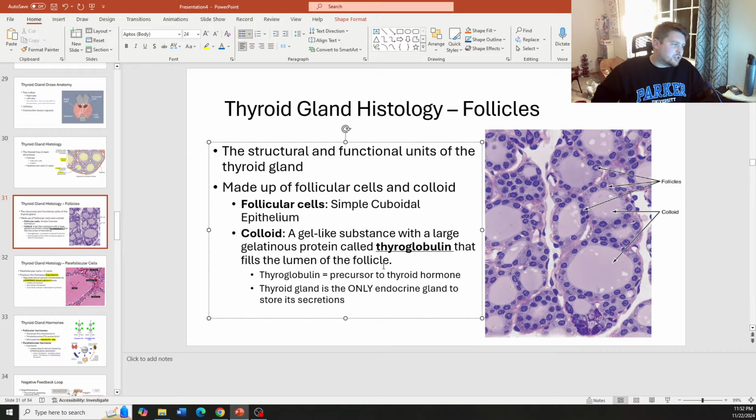And just an extra little fun tidbit, the thyroid gland is actually the only endocrine gland to store its secretions, so that it makes them ahead of time and then stores them until their release.